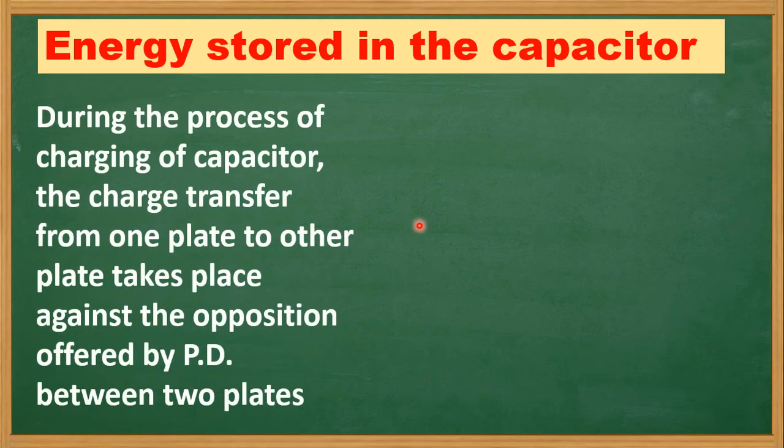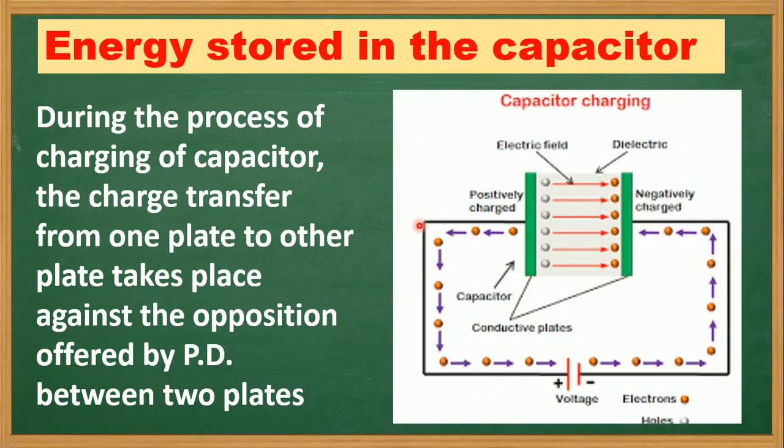During the process of charging of a capacitor, the charge transfer from one plate to the other plate takes place against the opposition offered by the potential difference between the two plates. So, dear students, consider this diagram of capacitor charging. How the capacitor is charged. This is a parallel plate capacitor. These green ones are the parallel plates, and the potential difference is applied across the capacitor with the help of this external battery or voltage source.